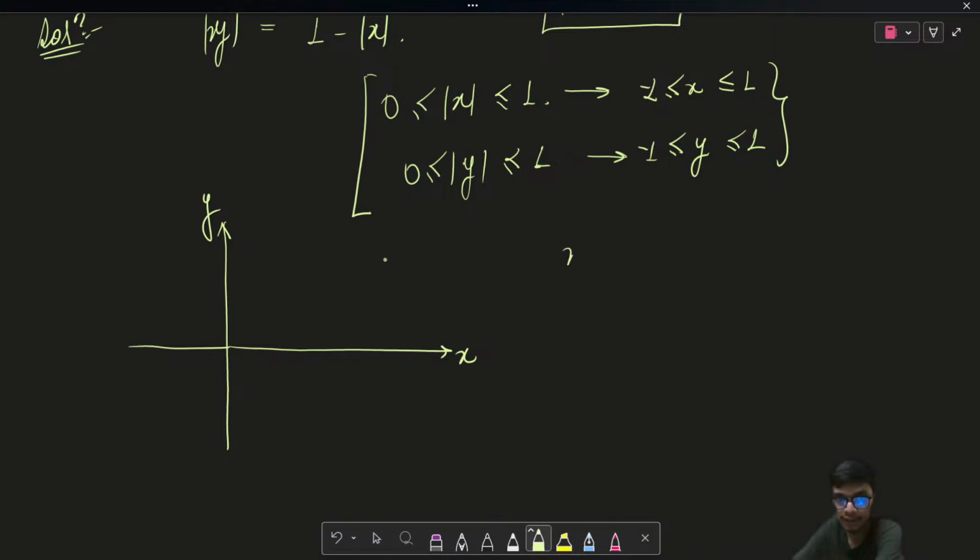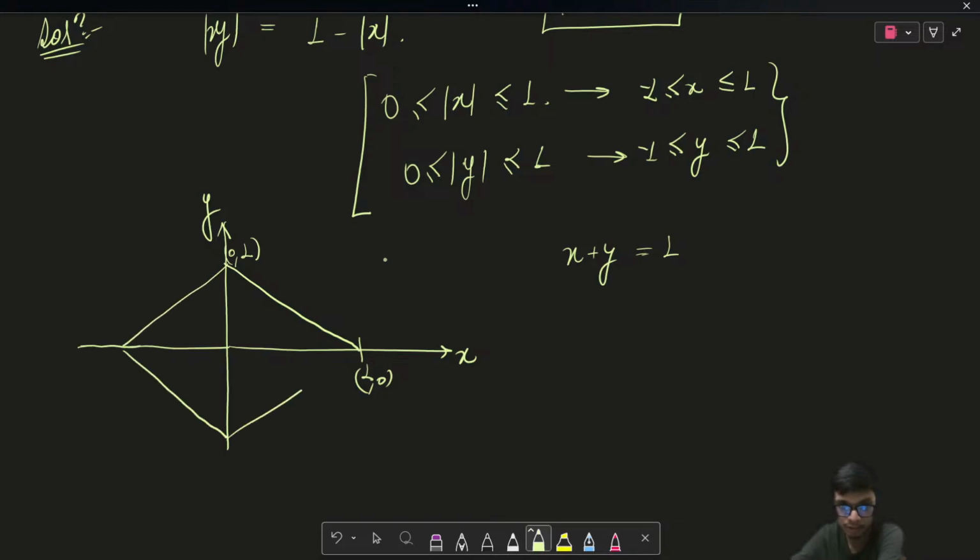In the first quadrant, both x and y will be positive, and the equation is basically x plus y is equal to 1, which is a simple straight line where this is 1 and this is also 1. So it is 0 comma 1 and this is 1 comma 0, right? And since it is symmetric, it is going to repeat like this, and ultimately you're going to have a rhombus.